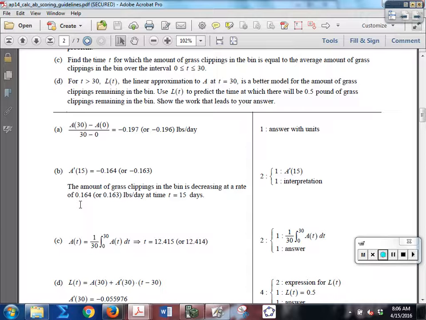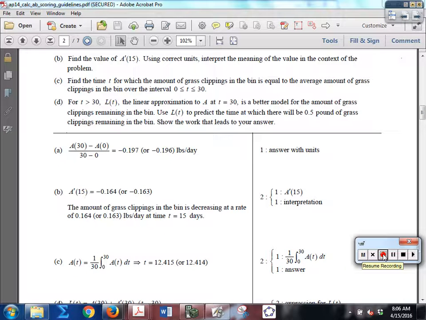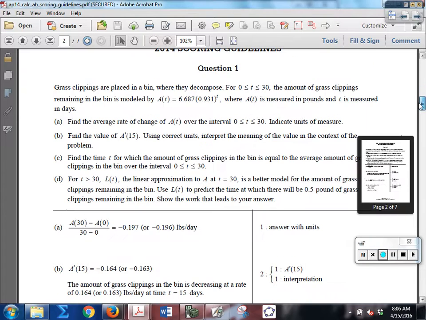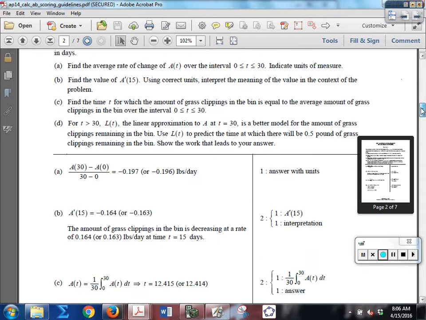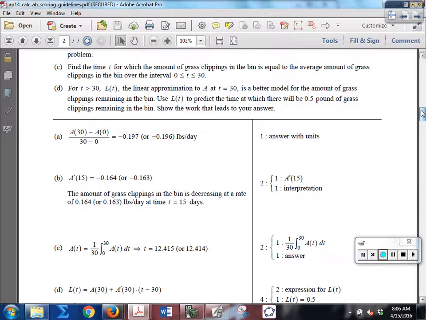Okay, so that's tricky. So this next one: find the time for which the grass clippings is equal to the average amount of grass clippings. So we have to find the average amount, which we talked about. You have to show this right here, which you guys did, right? That is your average amount, so that part would be worth 1 point.